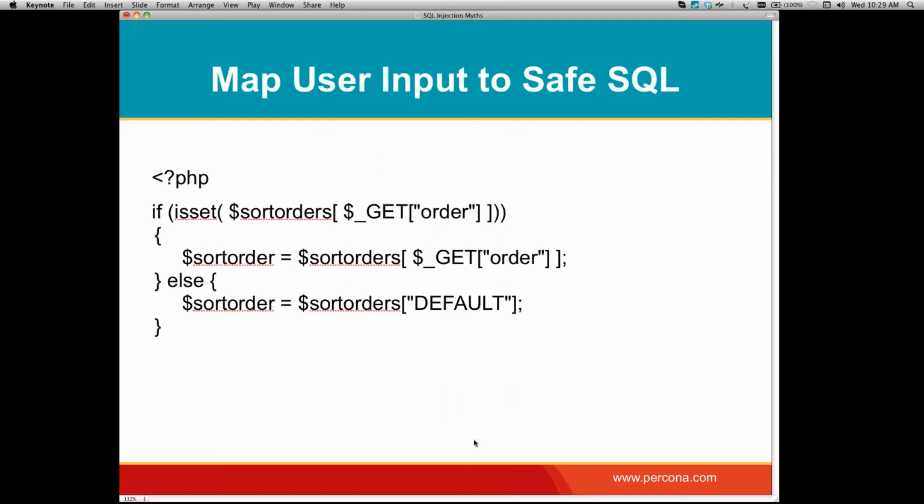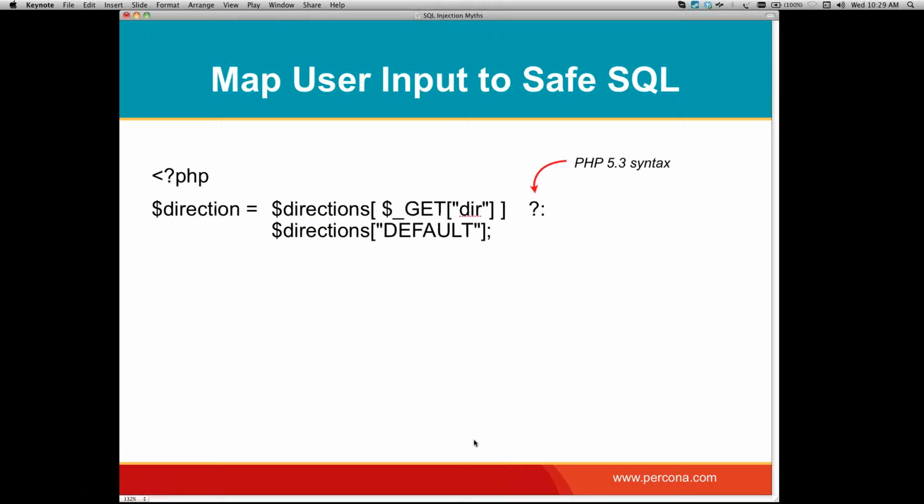Checking this is very simple. You can just check to see if the sort order corresponding to the user input exists, then use it. Otherwise, use a default. This means that any kind of malicious input will naturally not correspond to a key in that hash map, and therefore it would just resort to the default. And you can even get more concise with PHP 5.3 syntax to make this a very simple and easy to read expression in your application code.